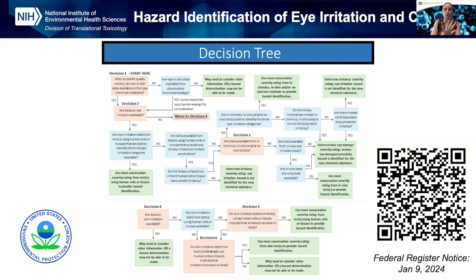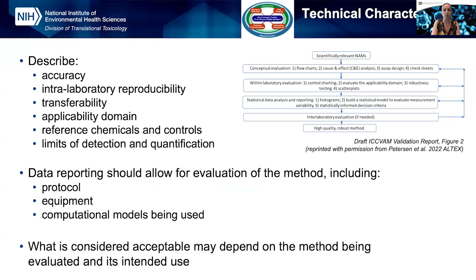And I don't expect you to read this. It's kind of a complicated decision tree, but the take home here is that they are highly prioritizing data from human cell-based or human tissue-based test methods that have been demonstrated to be reproducible and relevant to eye irritation. And that sort of biological relevance piece was really the driving factor in releasing this regulatory guidance and this framework.